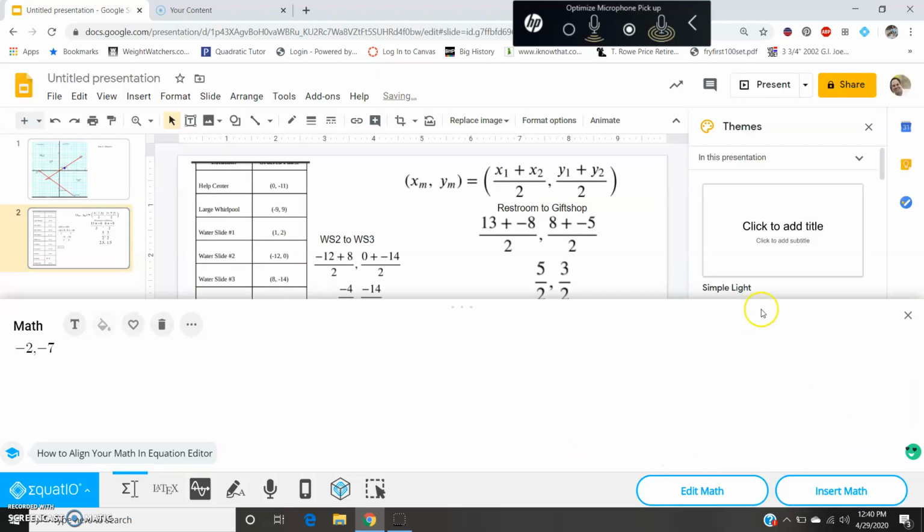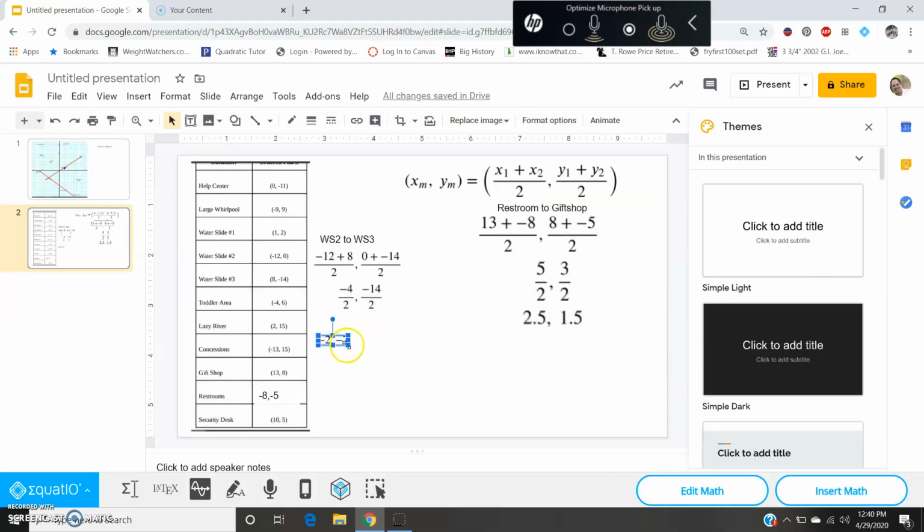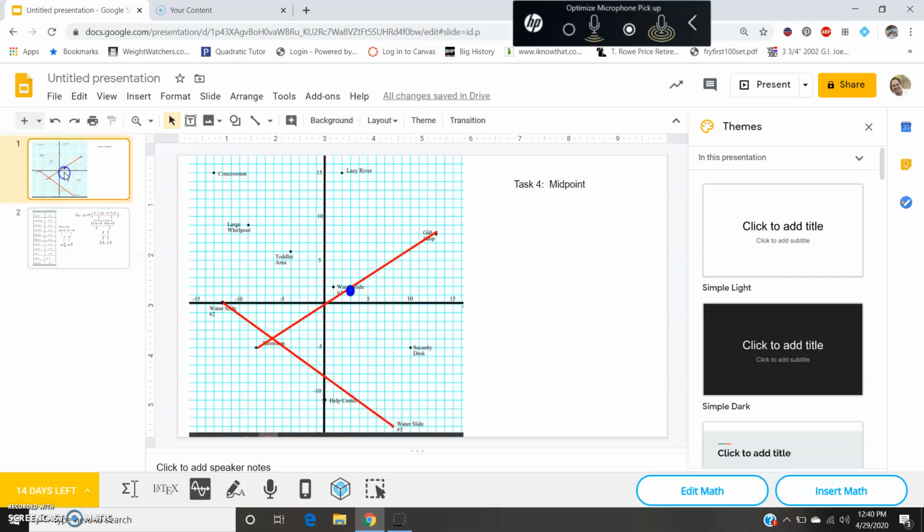Insert. Get rid of him. And we'll make sure that looks okay. Negative 2, negative 7. So we're going to go back to our slide here. Negative 2, and then 1, 2, 3, 4, 5, 6, 7. That does look pretty good.